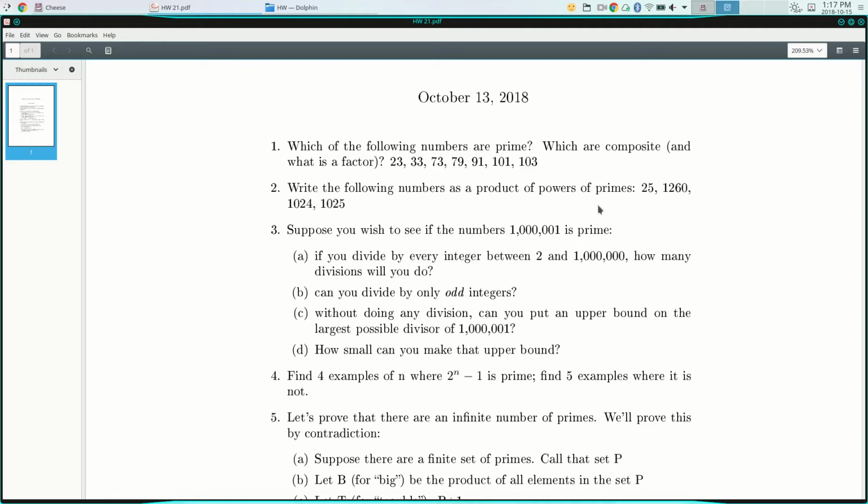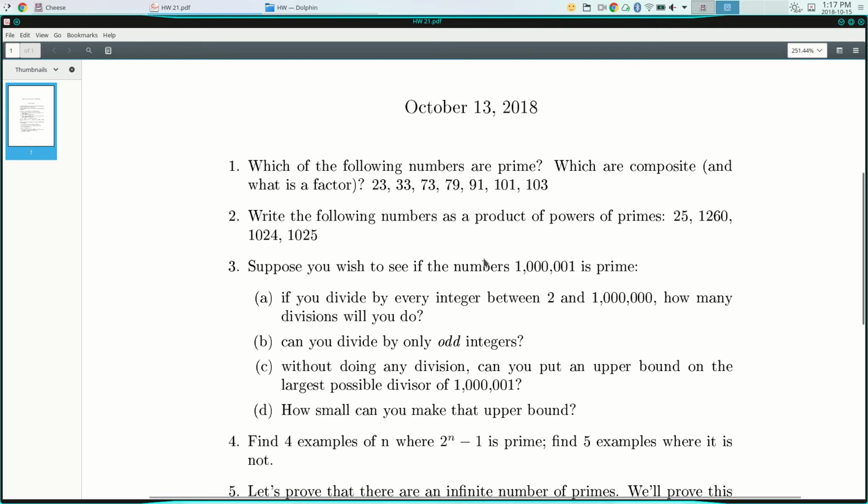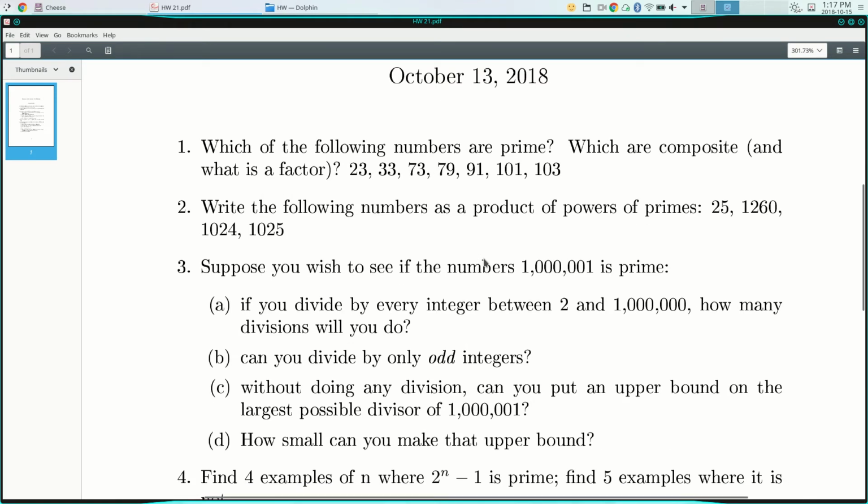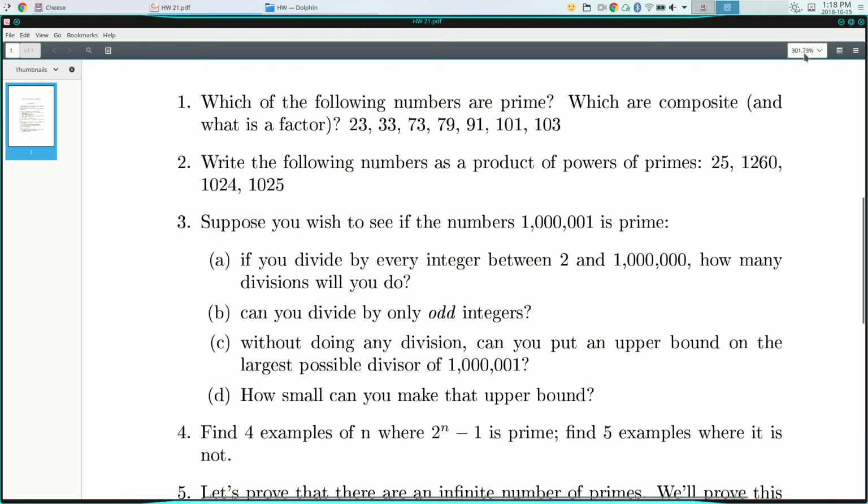Are you asking for the definition of factor? No, I want to know what the factors are. If it's composite, it means you can write it as a product of two or more things. So write down what those two or more things are. Any two of them will work. And that's prime, right? I think 41 is prime. It sure is.